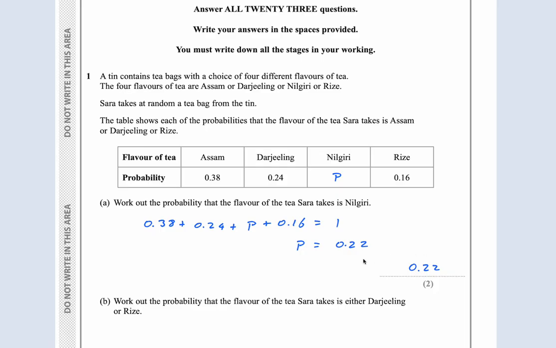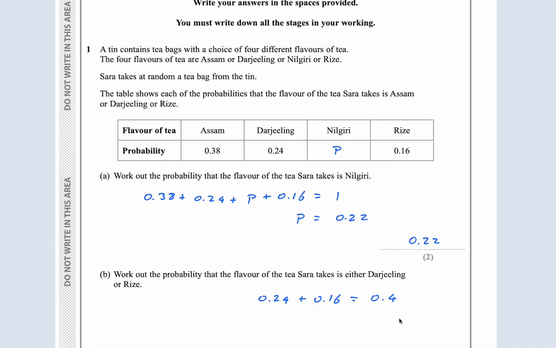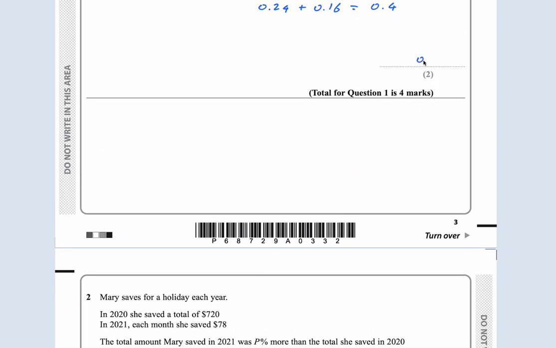Okay. Work out the probability that the flavor of the tea Sarah takes is either this Darjeeling or Rees. Sorry guys, I don't know how to pronounce these things. Okay, so this or this, well, we just add them. It's just 0.24 plus 0.16 gives us 0.4. So this is 0.4.